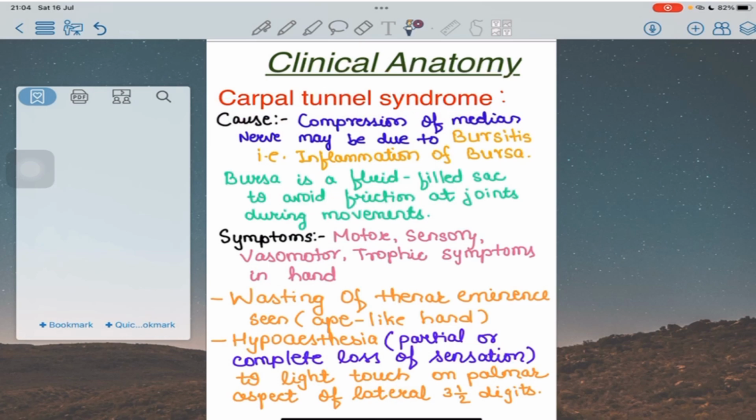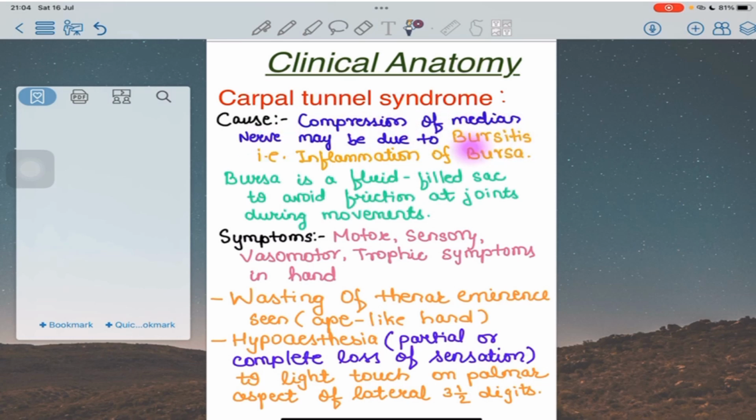So the name itself is self-explanatory, that is, it is a syndrome related to our carpal tunnel, related to the structures passing through the carpal tunnel. So what is the cause for this disease? The cause is compression of median nerve. Where was the median nerve? The median nerve was in relation to the deeper side of flexor retinaculum. It was passing deep to flexor retinaculum. So whenever this median nerve is compressed, the disease which happens is named as carpal tunnel syndrome.